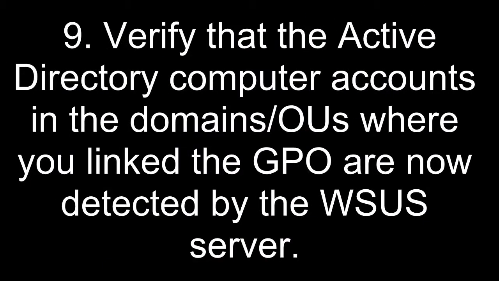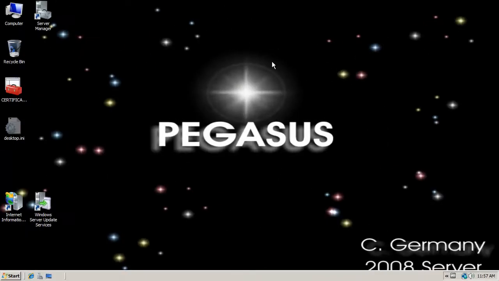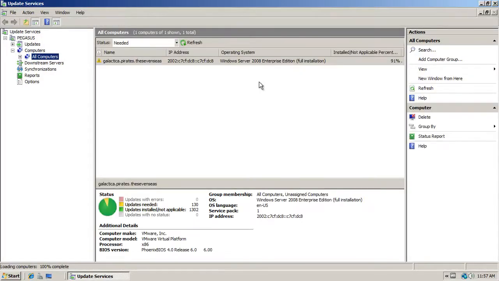Step 9. Verify that the Active Directory computer accounts and the domains and organizational units where you link the group policy object are now detected by the Windows Software Update Services server. So we've installed our WSUS server and our server update services, and we've configured a group policy object and linked it to the domain on our domain controller when we ran gpupdate to update and refresh the group policy. Now I'm back on the WSUS server, and let's just see what that looks like in terms of any computers that were added or refreshed.